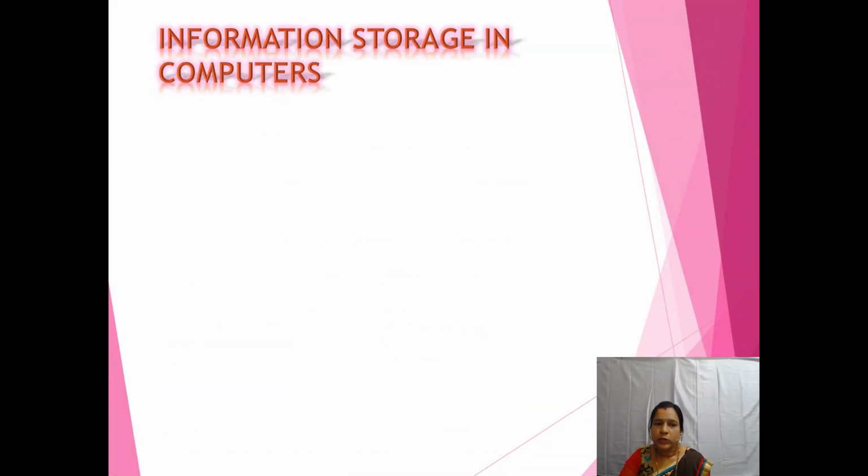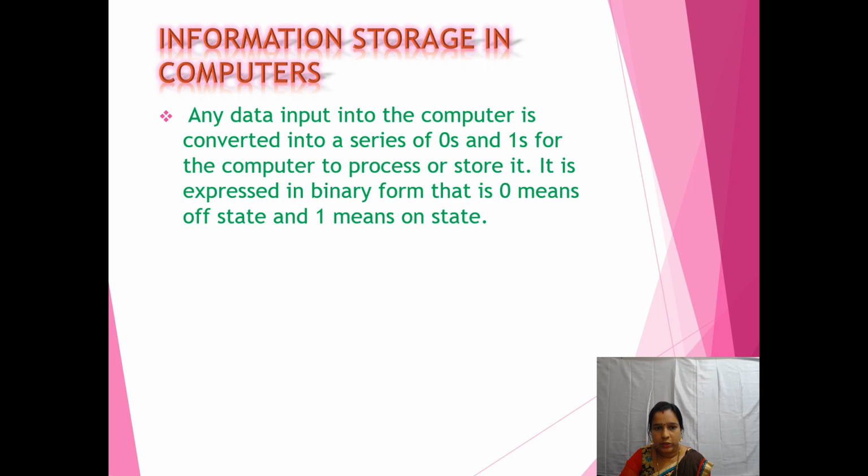Next, information stored in computer memory. What type of information are we going to store in our computer memory? Any data input into the computer is converted into a series of zeros and ones. Any data we give to the computer system is converted into the form of zeros and ones. It does not know any type of language, children. It knows only one language, the binary language, that is 0 and 1. It is expressed in binary form, where 0 means off state and 1 means on state.